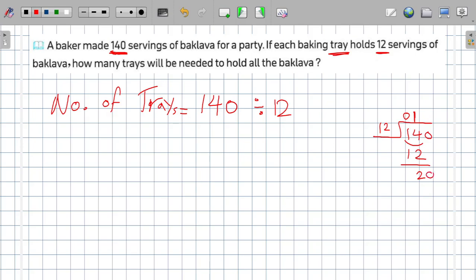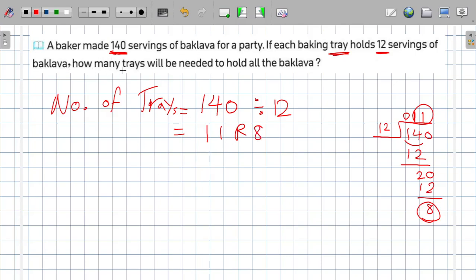The next digit here will be 0, so I have 20. But 20 is not in the timetable of 12, so I will try to find a number less than 20, and I think it will be 12 again. So 12 divided by 12 equals 1, and the remainder will be 8. So this is the remainder and this is the result, but I cannot say that the number of trays is 11 and I have 8 servings remaining. So what can I do? I will say the result here will be 11, remainder 8.